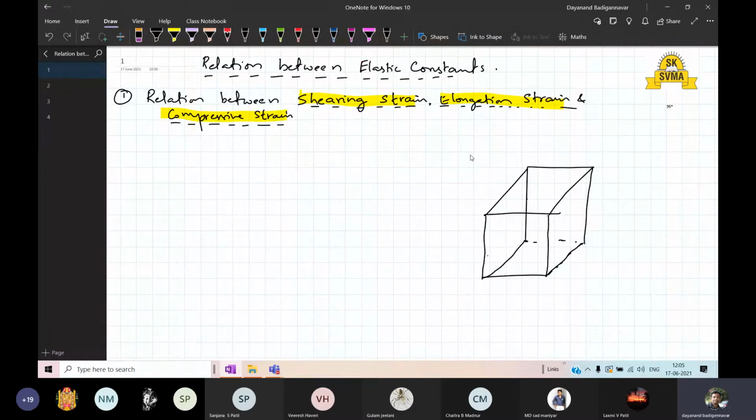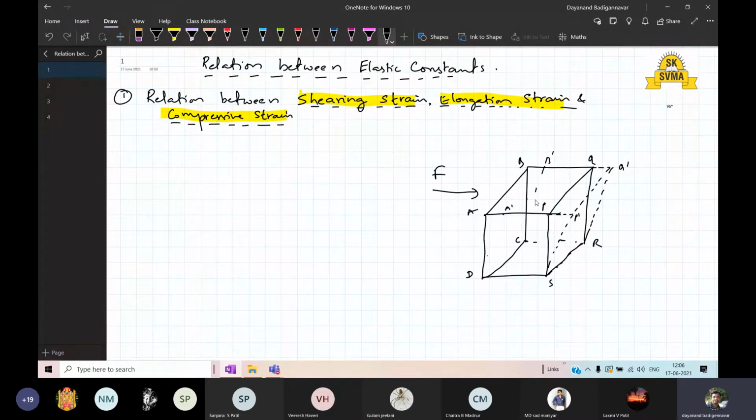If I apply a force like this, a tangential force, there is a movement of the upper surface, so this surface gets sheared. Therefore there is a displacement of this. If the lower surface is fixed, this is the displacement that takes place. If I mark these as A, B, C, D and P, Q, R, S, then P is shifted to P dash, Q to Q dash, A to A dash and B to B dash.